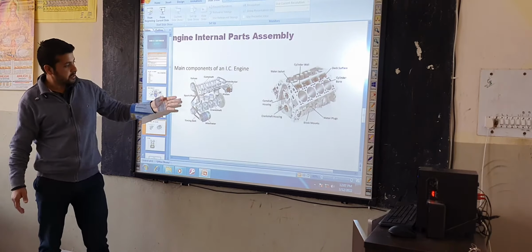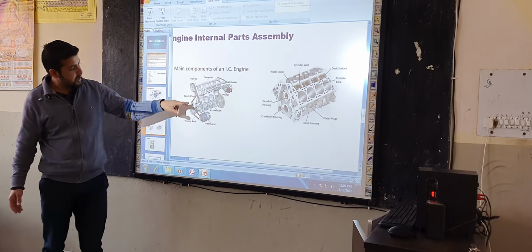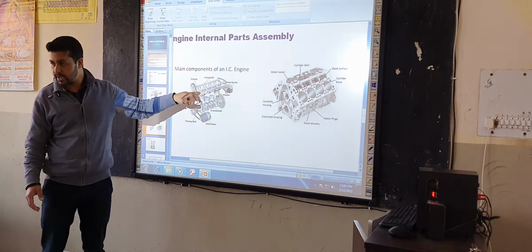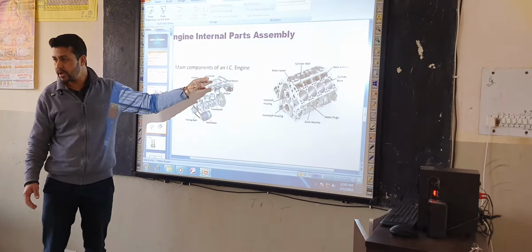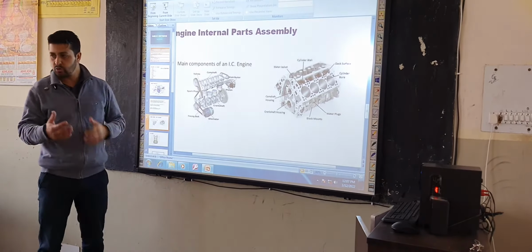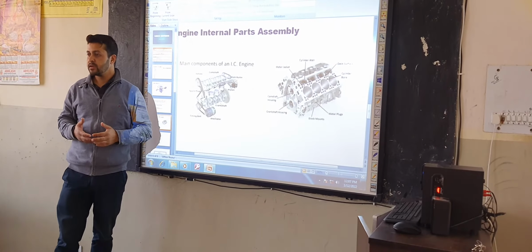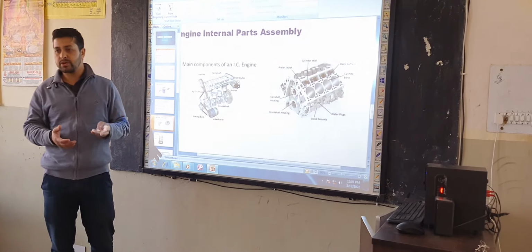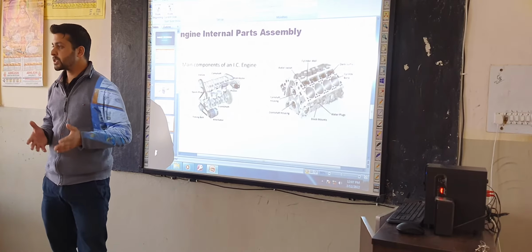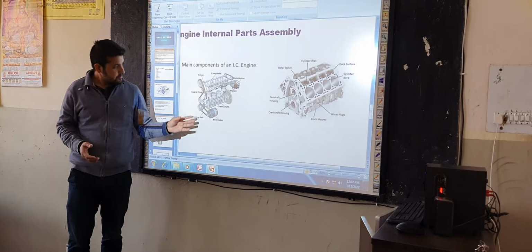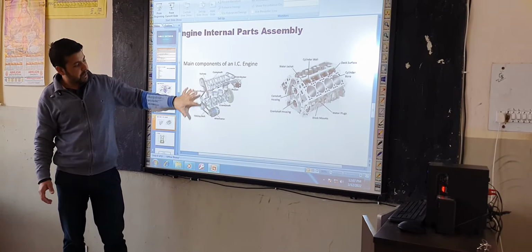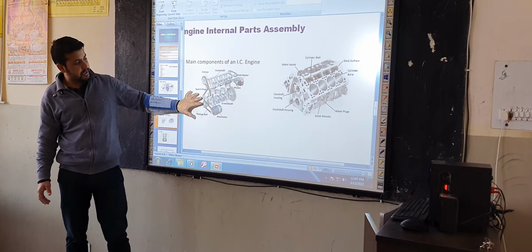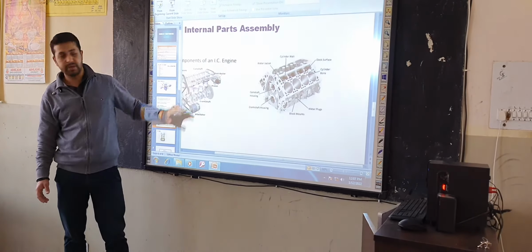Now you can see here internal parts. Here is camshaft. One camshaft is for inlet valves and other camshaft is for outlet valves to operate and maintain their timing for the proper timing of suction stroke, compression stroke, combustion stroke, and exhaust stroke. This camshaft and crankshaft are timed with each other by using timing belt.